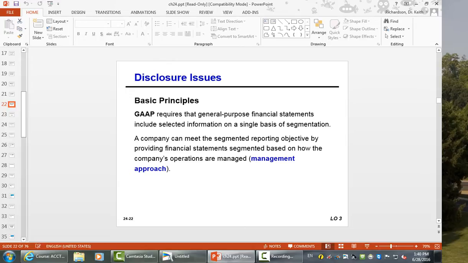A company can meet the segment reporting objective by providing financial statements segmented based on how the company's operations are managed, the management approach. Bet you anything you'll be asked about that on the CPA exam. Okay, it's kind of a hot topic, right? People are trying not to do this and still comply with FASB, right? How can I not tell people this information and still do what I'm supposed to do? How can I get around it?